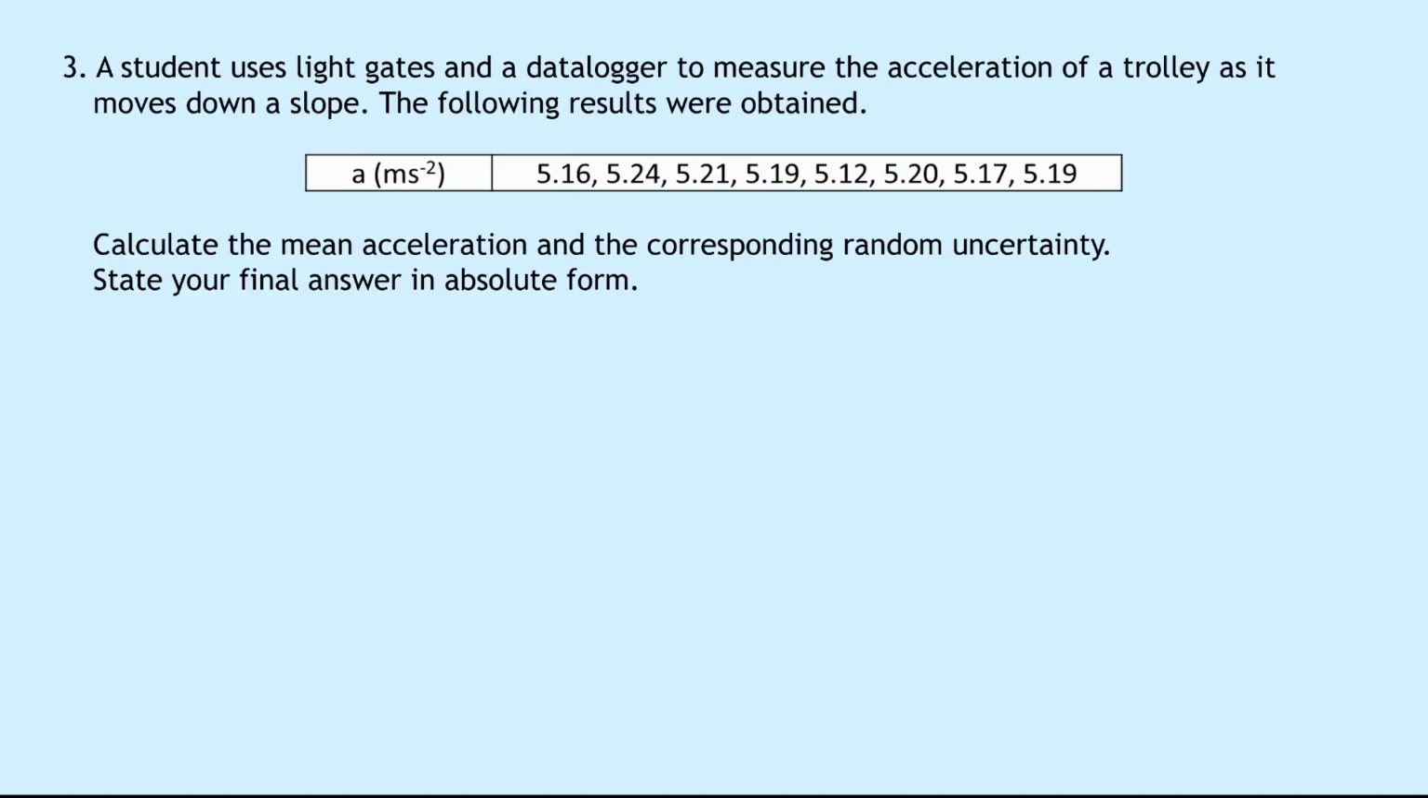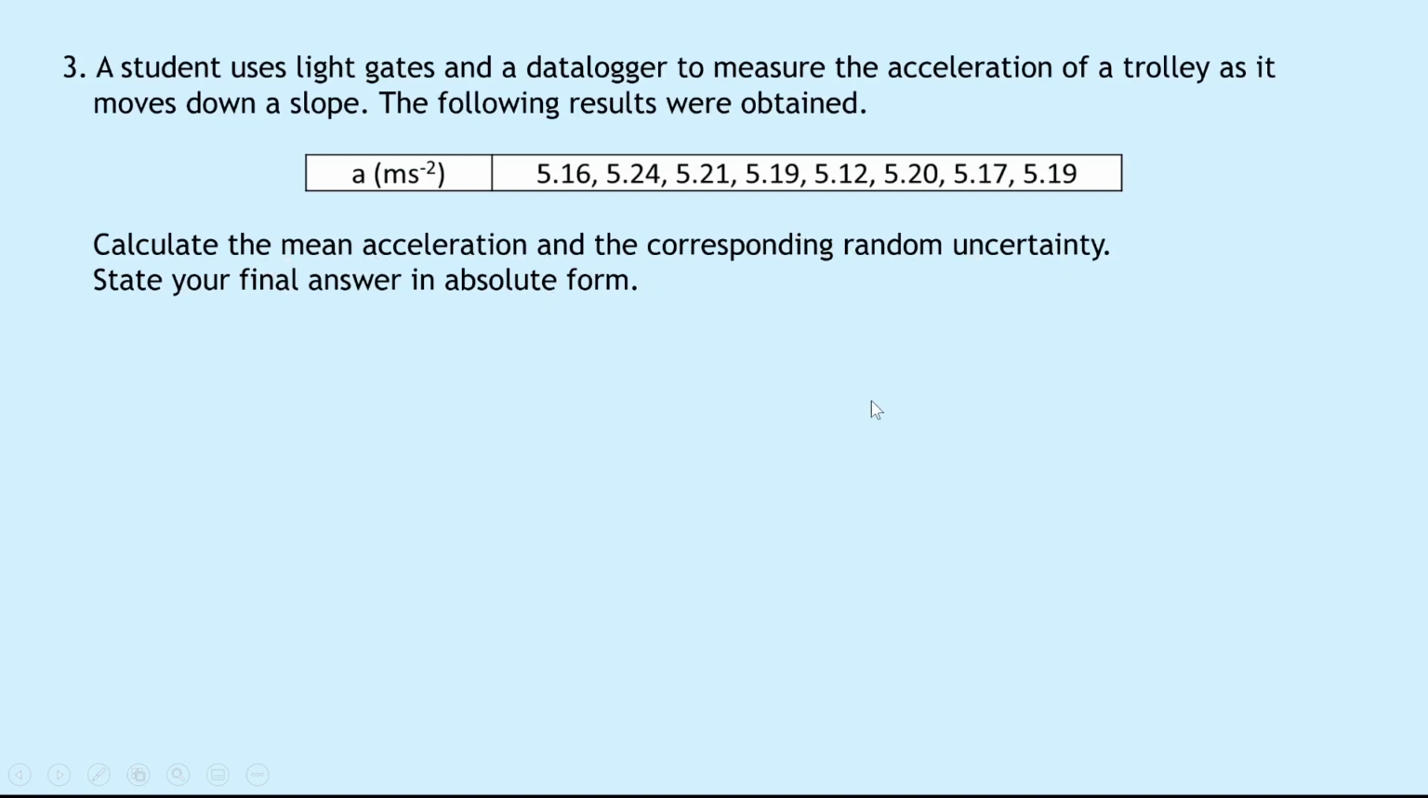The last example for mean and random uncertainty says that a student uses light gates and a data logger to measure the acceleration of a trolley as it moves down a slope. The following results were obtained. So we've got these acceleration values in meters per second, and these are the measurements here. So calculate the mean acceleration and the corresponding random uncertainty. State your final answer in absolute form.